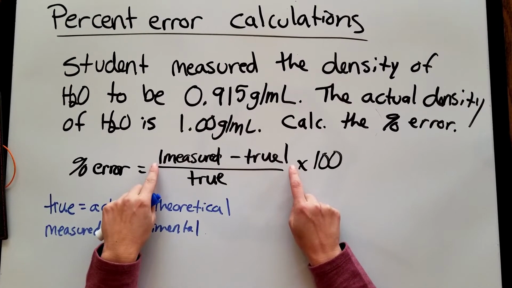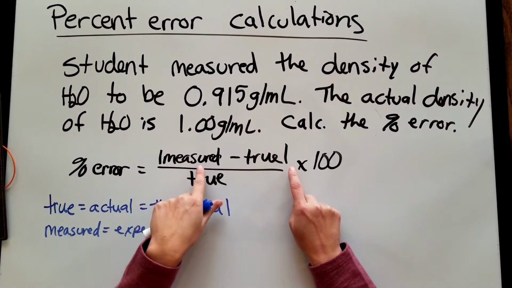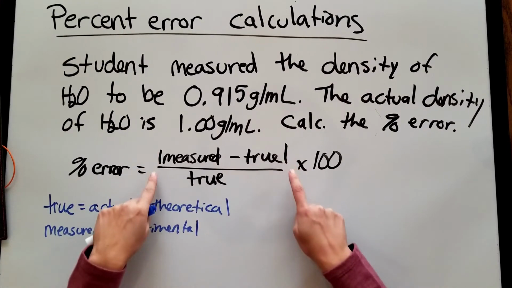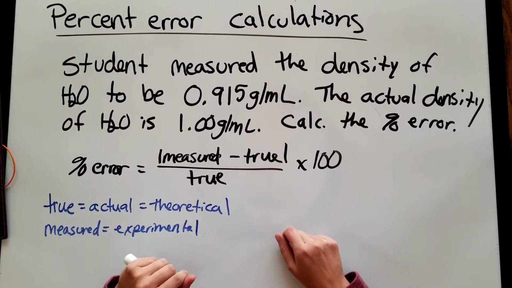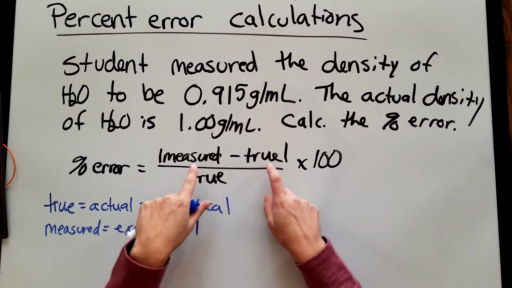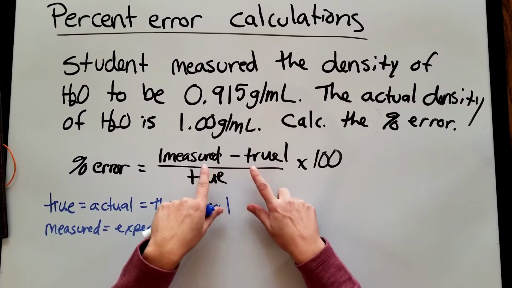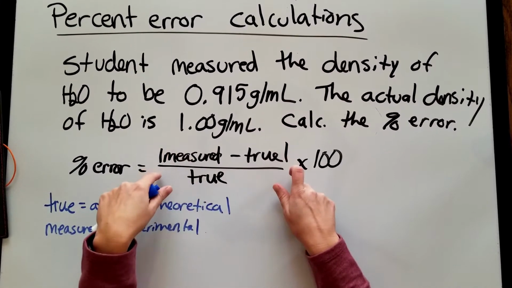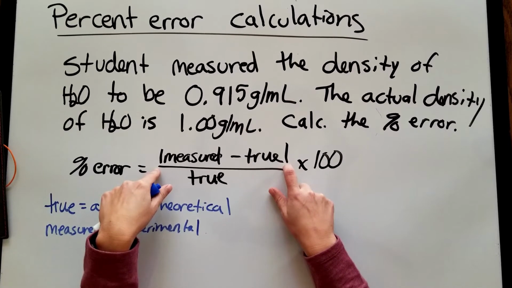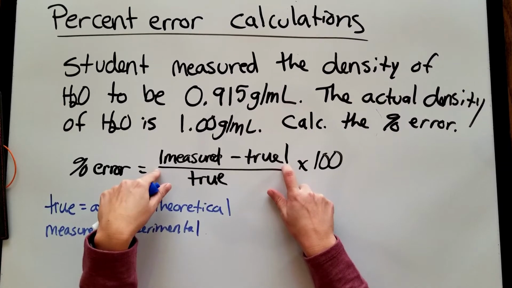In the top, we are going to take the measured amount and subtract the true amount from it. Notice these bars on either side of that subtraction. Those are called absolute value. So if you happen to get a negative number when you do this subtraction, those absolute value bars are telling you to change that number to a positive. The magnitude of that number will not change at all, just the sign of the number is going to change.